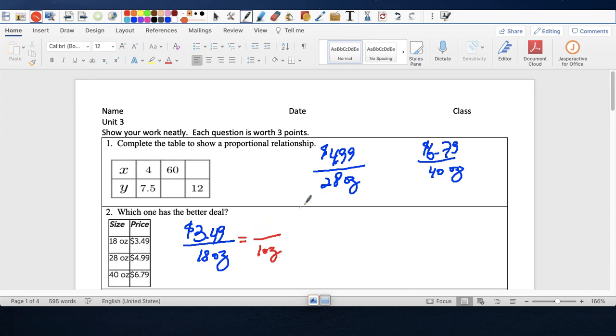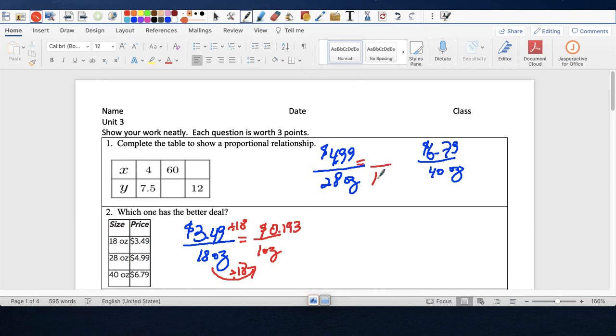So again, if you remember your 6th grade, you dealt with this. 18 divided by something gave you 1, so we divide that by 18, and you divide this by 18. And 3.49 divided by 18 is 0.19, we're going to round this. I'm going to go 3 decimal places, just in case.